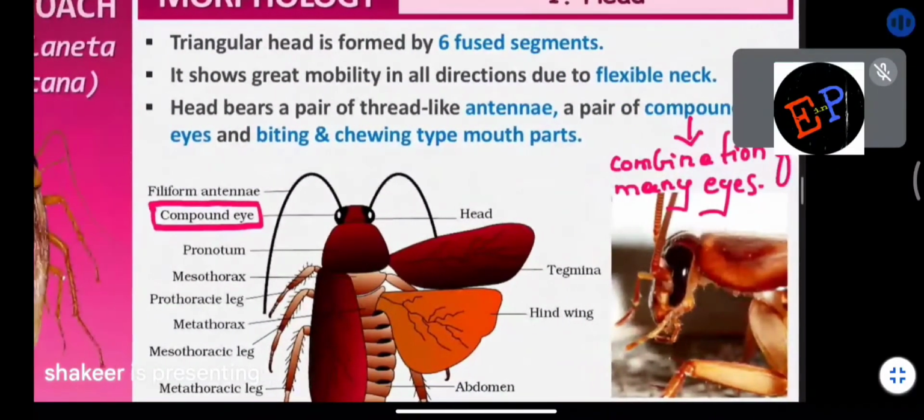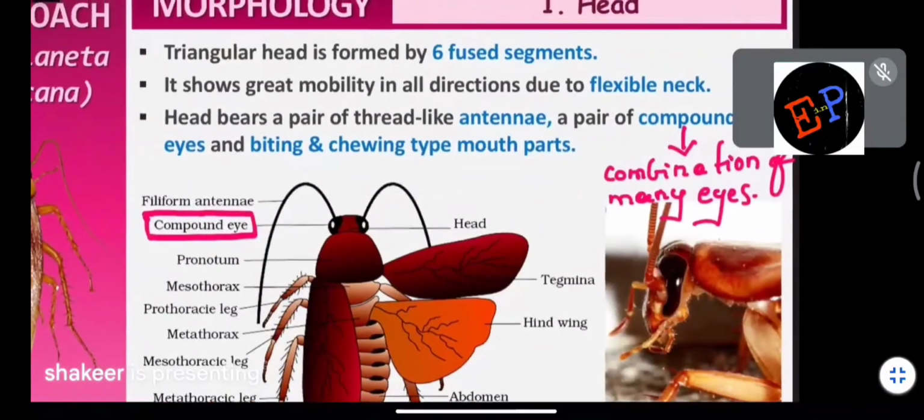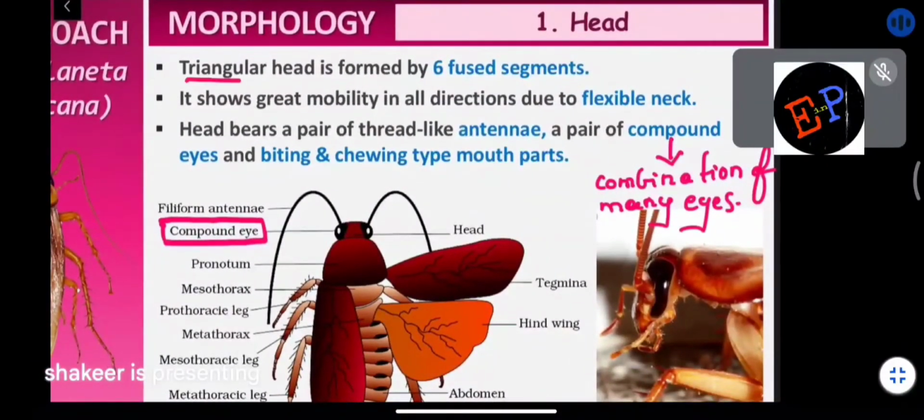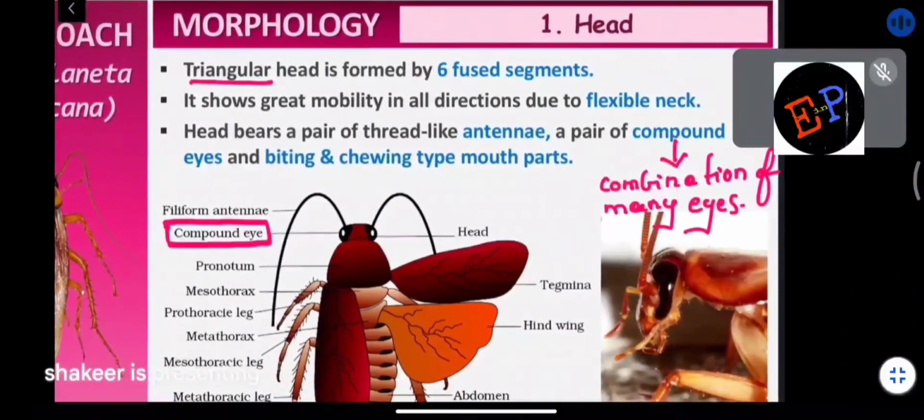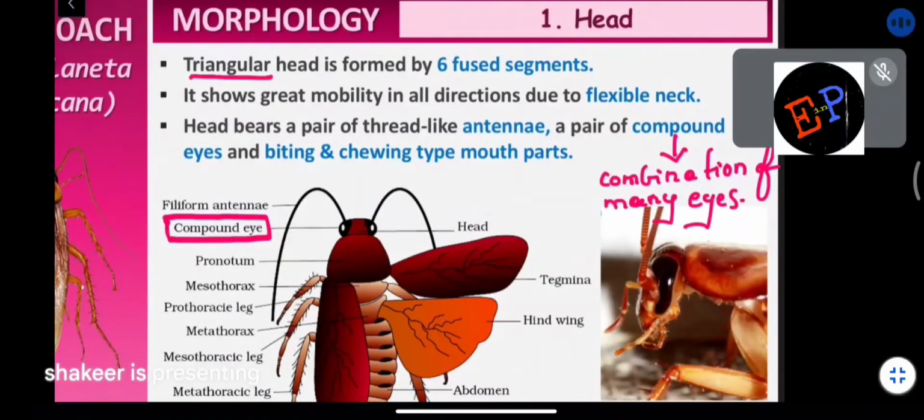So first one, head. Head is in which shape? Head is in triangular shape, in the form of a triangle. So here in the figure you can see this triangle shape of the cockroach. Shape is somewhat like this, no? So it has a triangular type of head. The triangular head is formed by 6 fused segments. How many segments are fused together? 6 segments are fused together, and a head is formed.